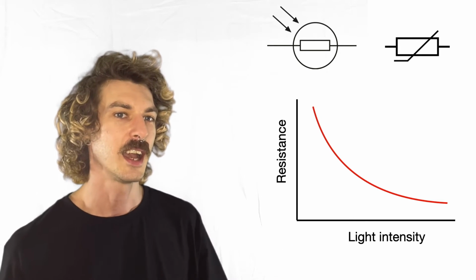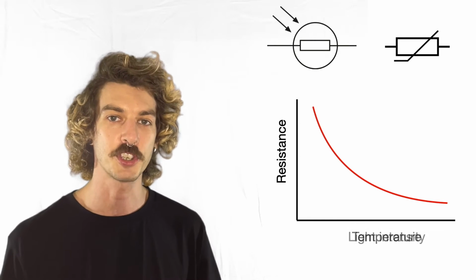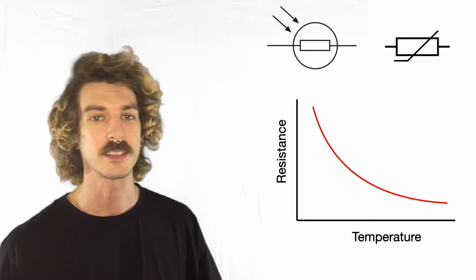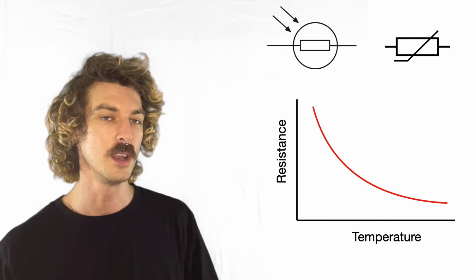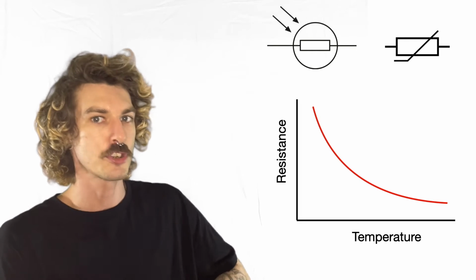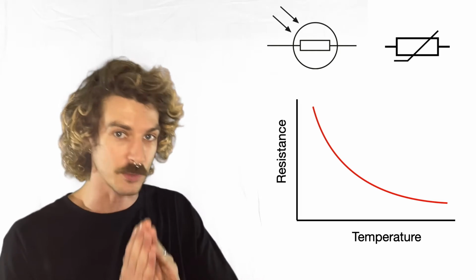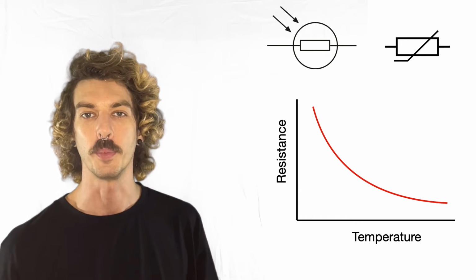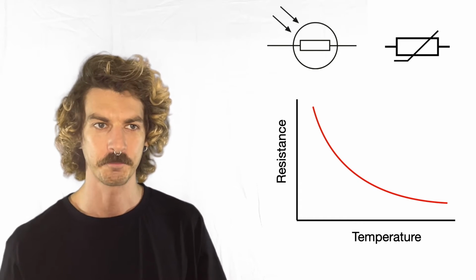Now let's have a look at a graph of resistance against temperature for a thermistor. You can see that it looks very similar. We can see that when the temperature is low, there is a high resistance, so not much current will be let through. As the temperature of the thermistor increases, as it gets warmer, then the resistance gets lower and more current will be able to flow through it.